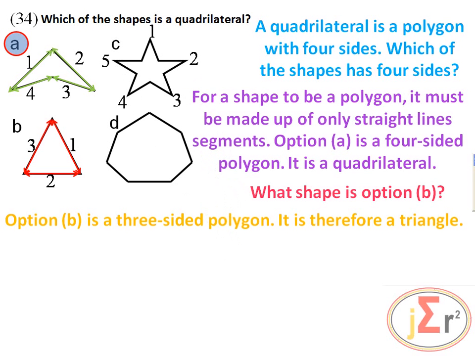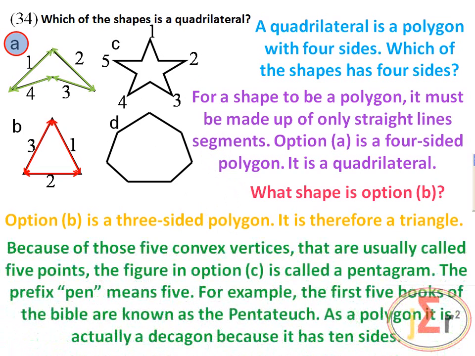And the star that has 5 points, like we have there, is called a pentagram. Because of those 5 vertices, or we may say 5 convex vertices that are usually called 5 points, the figure in option C is called a pentagram. So we have 5 convex vertices, which are the 5 points of the 5-pointed star, and it is called a pentagram. The prefix pen means 5. For example, the first 5 books of the Bible are known as the Pentateuch. As a polygon, it is actually a decagon because it has 10 sides. But because it has these 5 points, we call it a pentagram. Right, a pentagram.